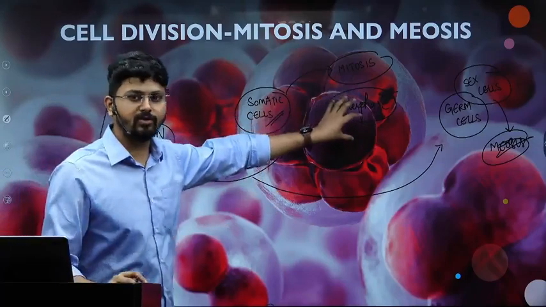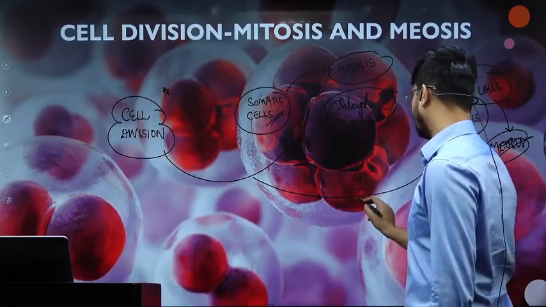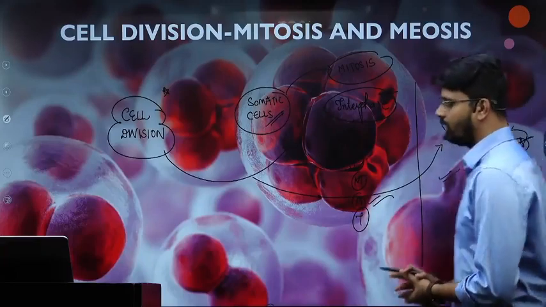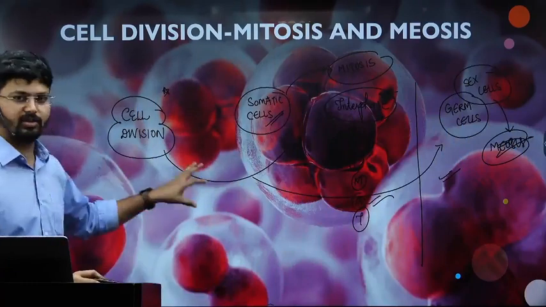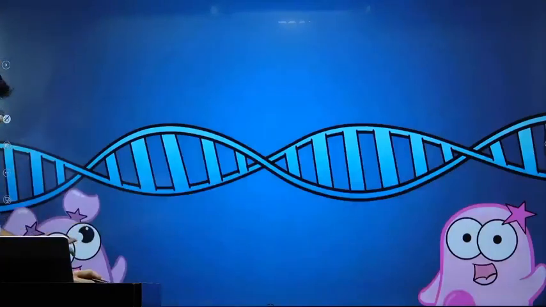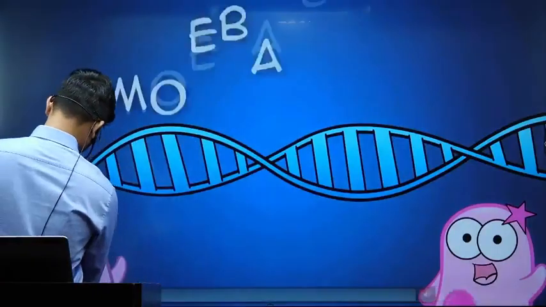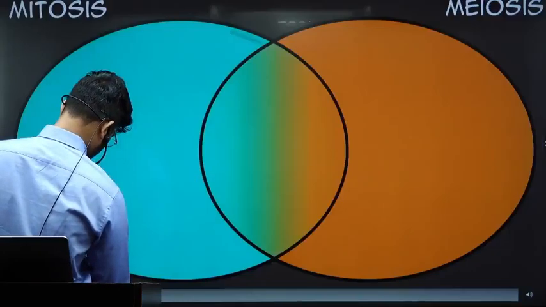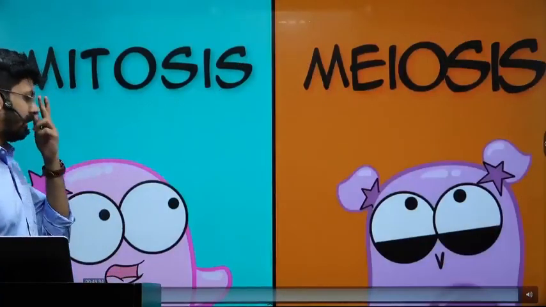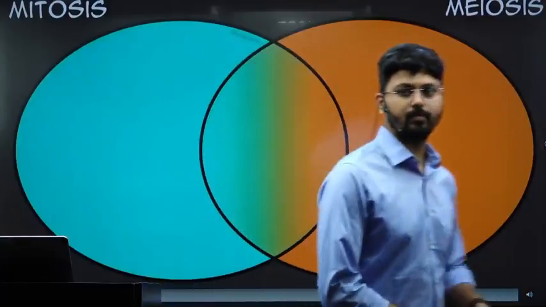Within mitosis there are 4 phases of division: prophase, metaphase, anaphase, telophase. In meiosis also the same phases are present, and they will repeat twice. How and what, we'll be seeing in this video. Once you go through this video, then I'll explain each and every step of it. So this is the comparison of mitosis and meiosis at a time so that things are clear.